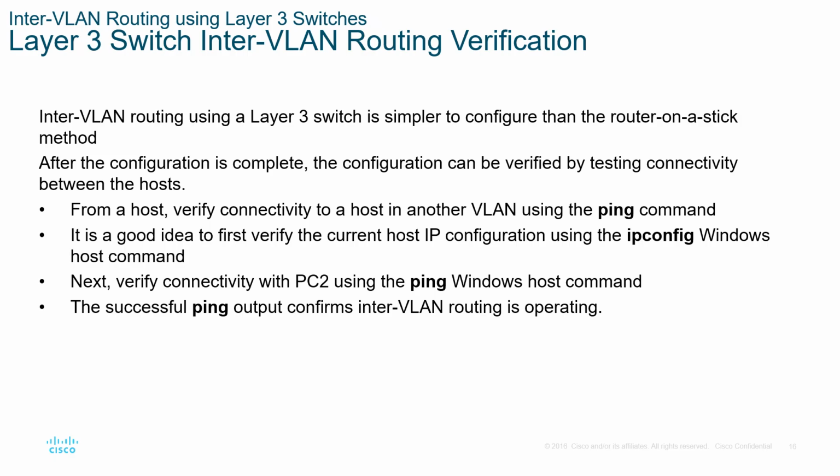After your configuration is complete, the configuration can be verified by testing connectivity between your hosts. From a host, verify connectivity to a host in another VLAN using your ping. Always a good idea to first verify that your information is correct with the ipconfig Windows host command. Next, verify connectivity from PC2 using your ping. And then your successful ping output confirms that you do indeed have inter-VLAN routing.